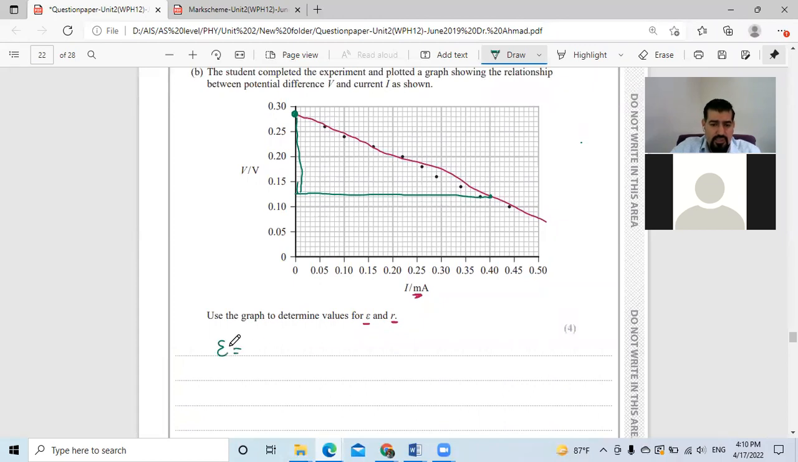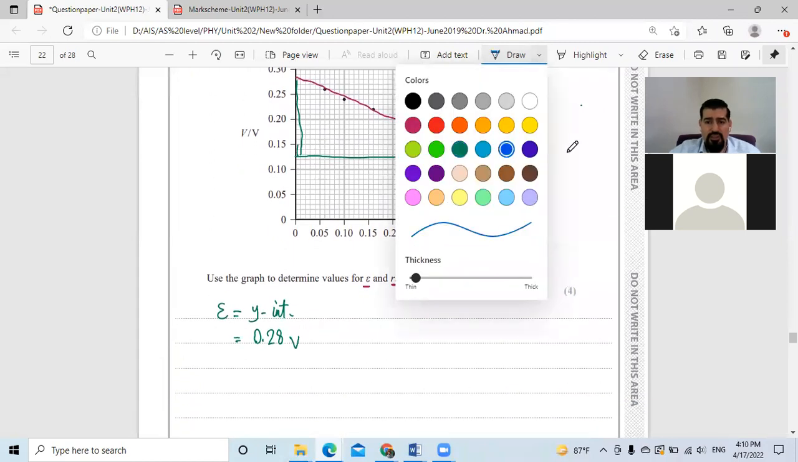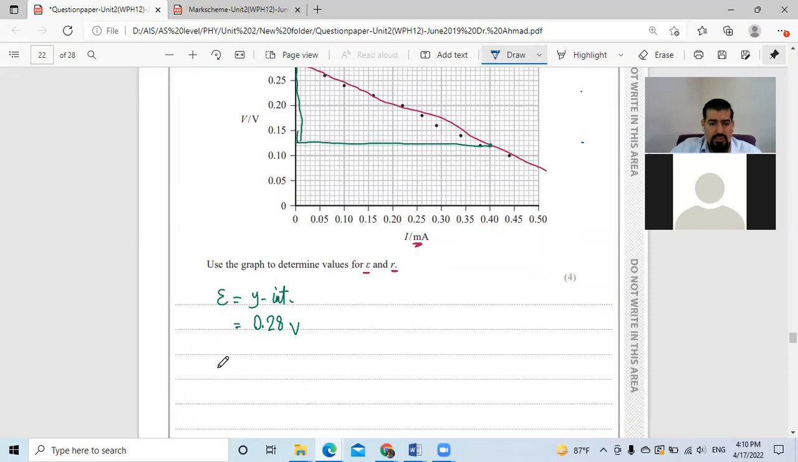So the EMF is equal to the y-intercept, exactly the y-intercept, which is approximately, okay, don't forget, it's not good to put a big dot like this, it's supposed to be small. So it will be approximately 0.28 volt. And by finding the gradient of this line, the negative gradient equals what?